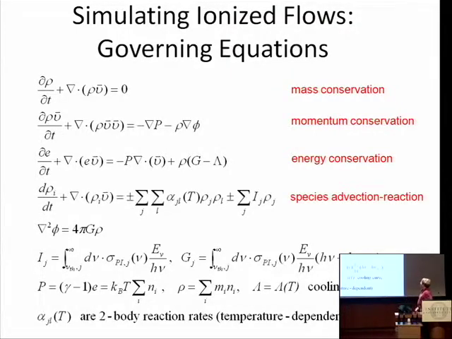Okay, so how do we simulate this? It's your usual three equations of ideal gas dynamics with heating and cooling. And then you need to calculate the ionization kinetics of whatever species you care about, principally hydrogen and helium. So you have this equation here for species advection and reaction. And then you've got gravity, and here are the ionization rates and photoheating rates and closure relations and so forth.